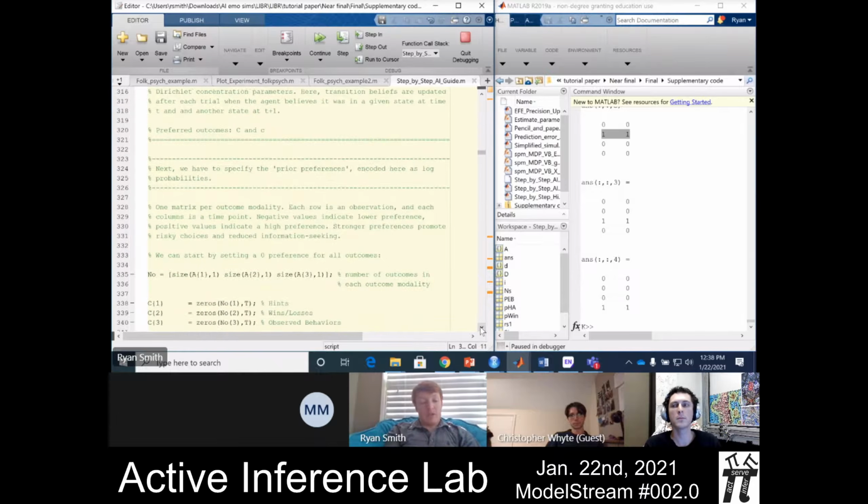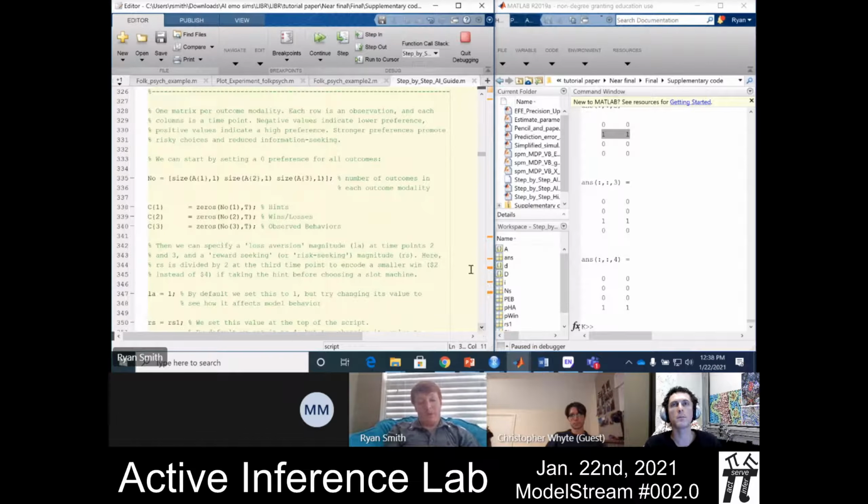So now the next thing that we do is we move to the preference distribution. So that's C, right? So this is what the agent wants or what the agent finds rewarding and how rewarding the agent finds it. So to do that initially, with NO, we just say, what are the different number of outcomes for each outcome modality? And that just looks at the size of the row dimensions in A.